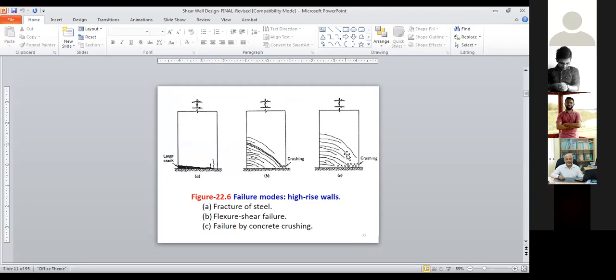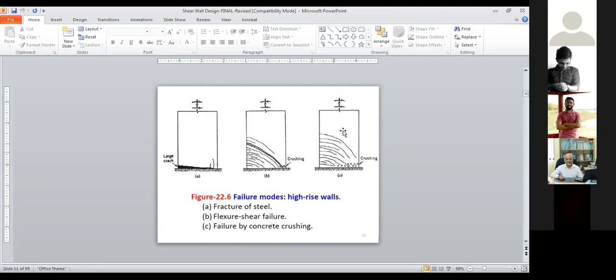You will have a lot of flexural cracks due to the shear force and moment. Flexural cracks due to the huge moment, and the shear cracks can also develop. You can have a large crack due to the fracture of steel at the foundation level. So this is the way your shear wall will get stressed.